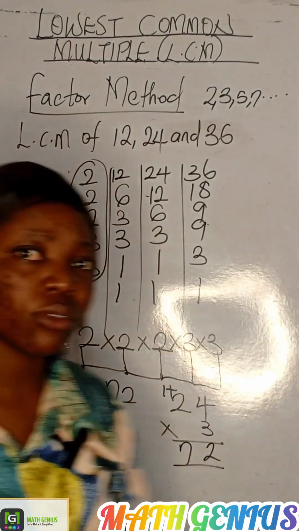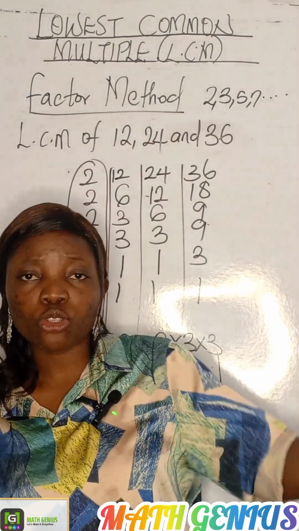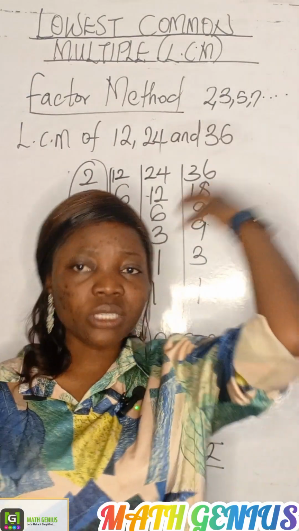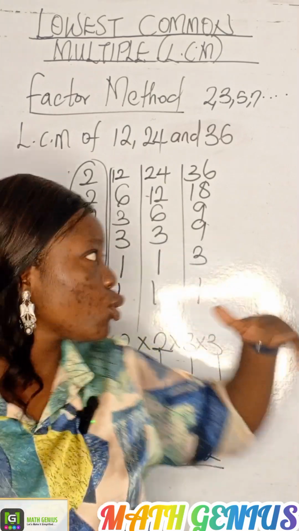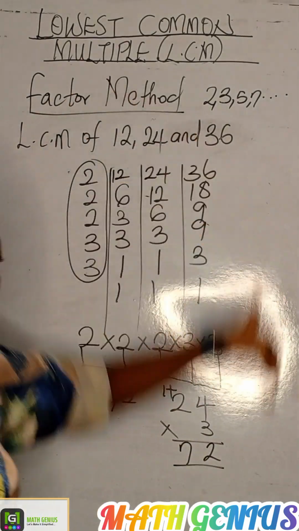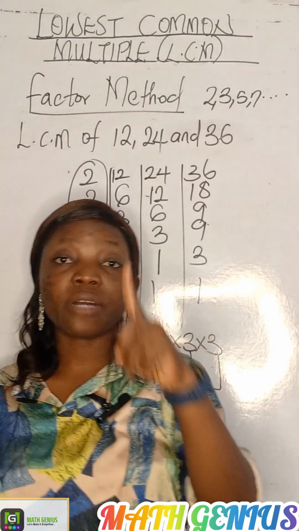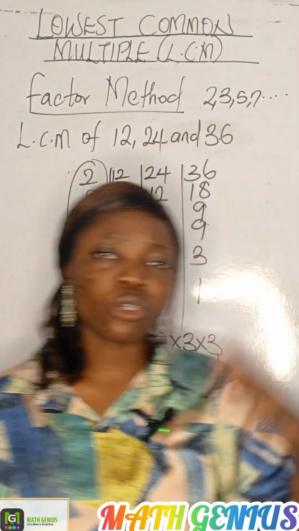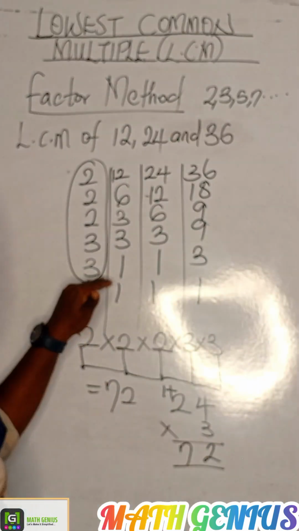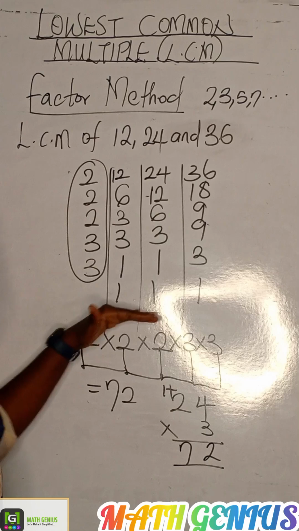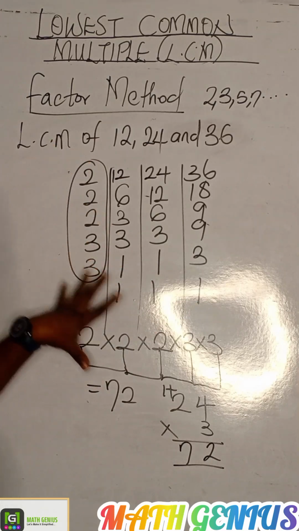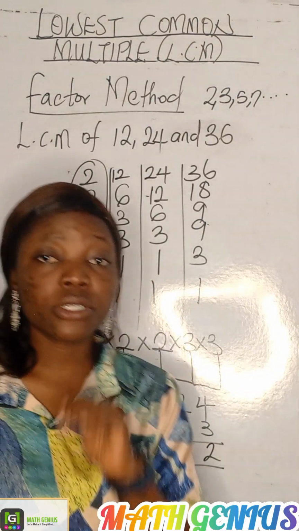That is why we didn't use 1 to divide. Even if 1 is a factor to all numbers, 1 cannot be used here. We begin with 2 because once you use 1, you are going to have the same result. So you begin with 2, the first prime number. When you are done dividing through, every one of your given numbers has turned to 1, then you multiply your factors. That will give you the LCM.